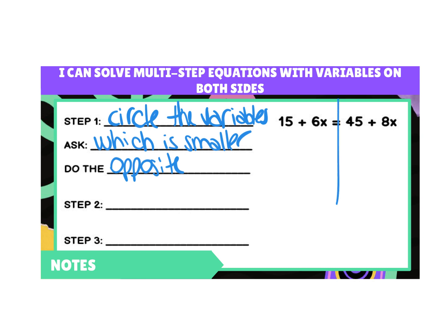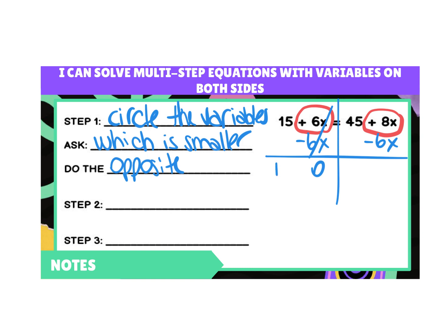Now, this equation is what kind of tripped some of us up yesterday because it looks a little bit different. I'm going to circle the plus 6x, just like if we were combining like terms. Circle the sign in front and the plus 8x. Now I'm comparing positive 6x and positive 8x. Positive 6x is smaller, so I'm going to do the opposite. Minus 6x and minus 6x. This side gives us 0, it eliminates.